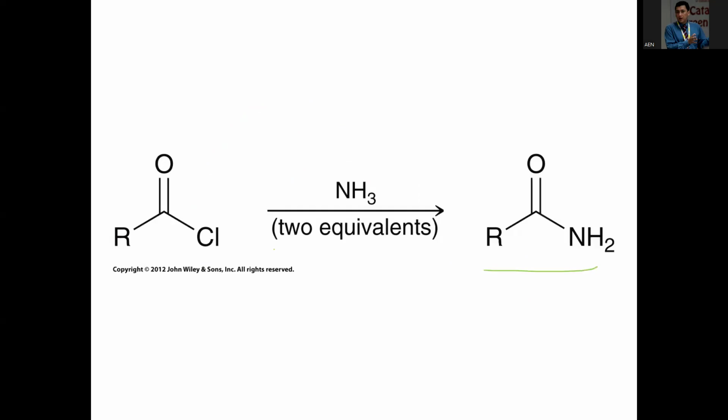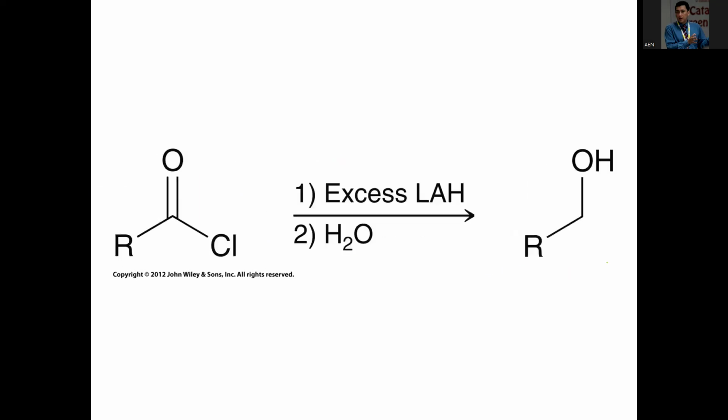Two equivalents. Why two equivalents? Because you need to deprotonate the NH3. Because at the end, the NH3 adds, but then you have to remove, because it will be NH3 plus. You need to add something to remove it. So that's why you need two equivalents. The second equivalent of the ammonia will be to neutralize the amide.